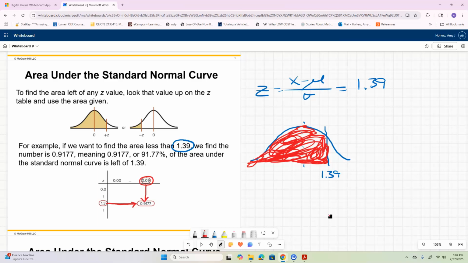So we're saying that from here all the way down is 91.77% of the data. 91.77% of the students, if we were thinking of our other problem. So a good majority, over 90%, are from 1.3 standard deviations and below. And we can look that up on the chart.